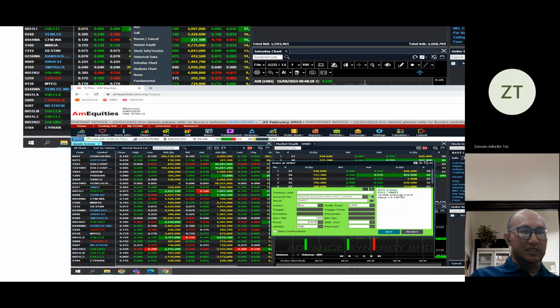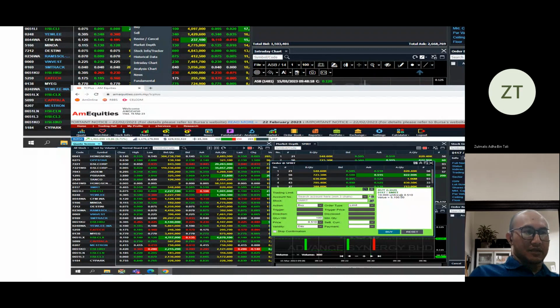Quantity is 100. If you wish to trade odd lot, you can't do it under this screen. You need to change the normal board lot first to odd lot. Then you will see the quantity times 100 change to quantity times 1. That's how you execute your odd lot online. And then the price that you wish to execute and the validity, normally there are 2 options here. One is day and another one is GTD. GTD means good till date order. You can place order maximum up to 30 days.